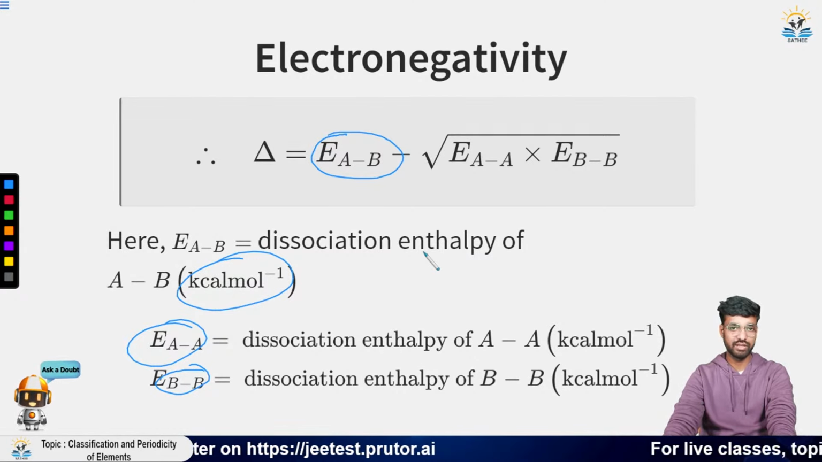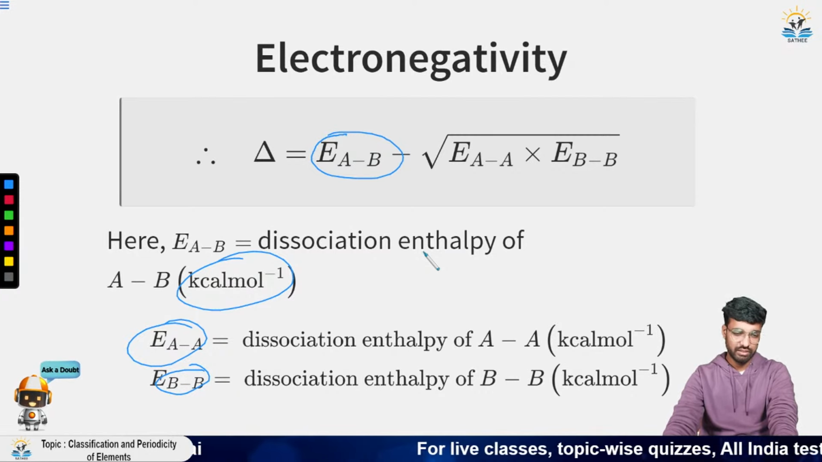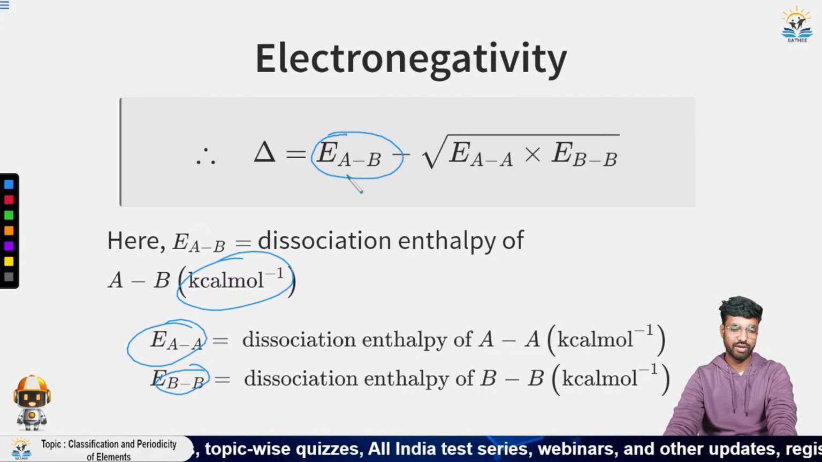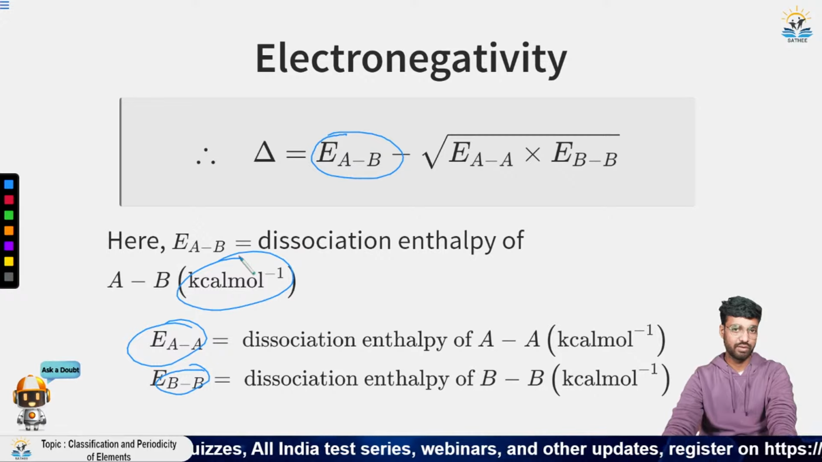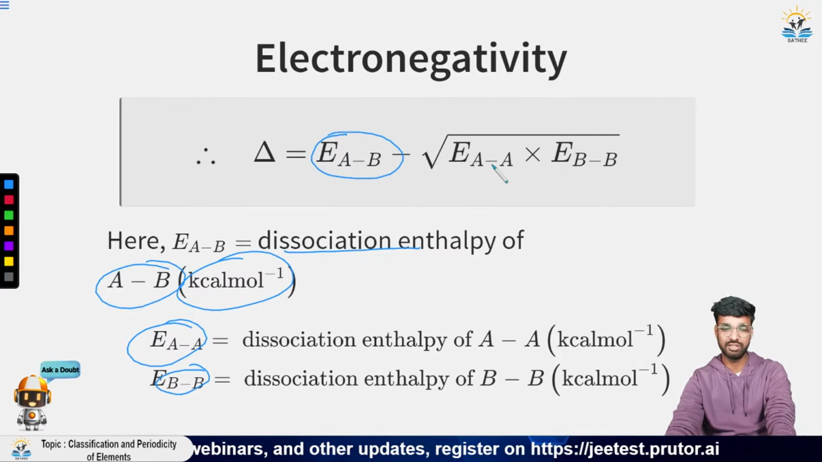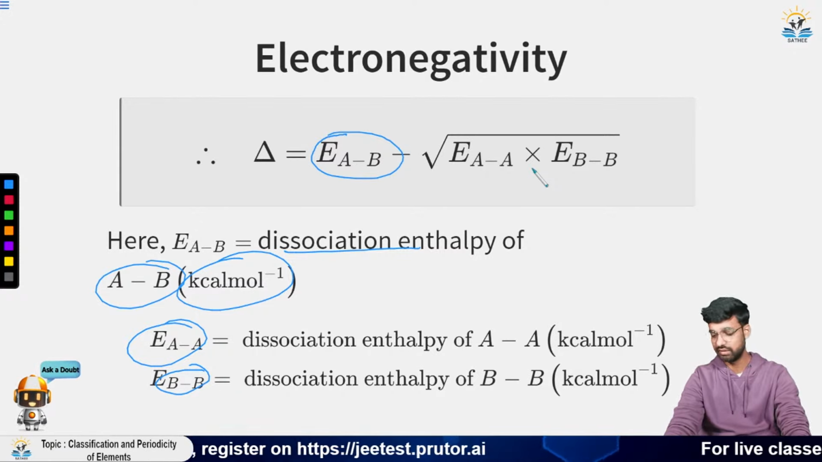electronegativity, then according to the Pauling scale, chi A minus chi B will be equal to 0.102 root under delta, where delta is equal to the dissociation enthalpy of AB minus root under dissociation enthalpy of AA into dissociation enthalpy of BB. Okay, so this is the reason.